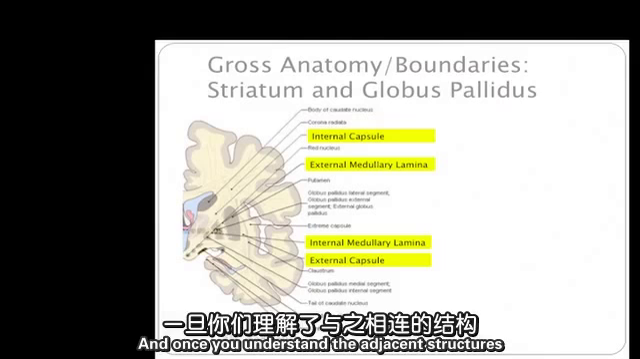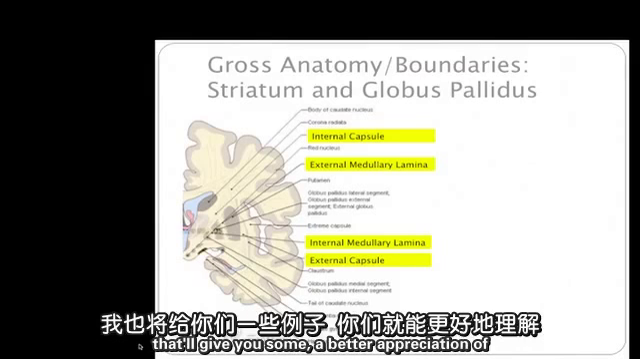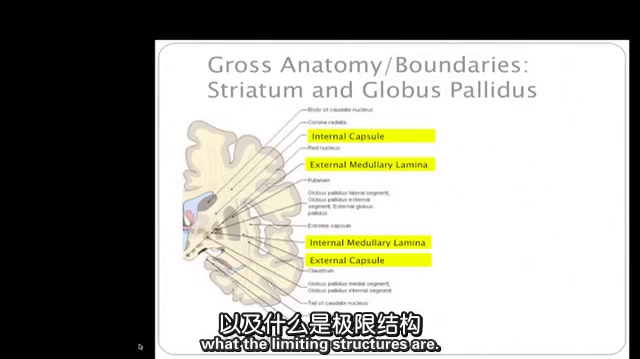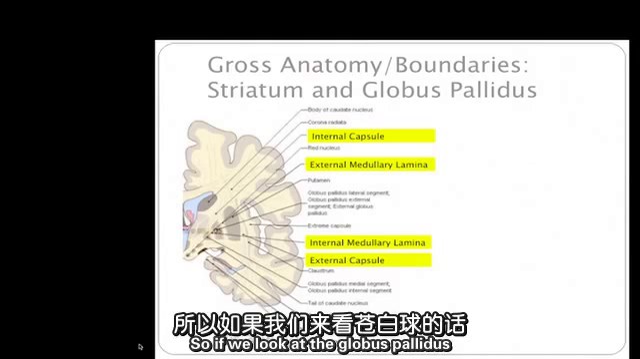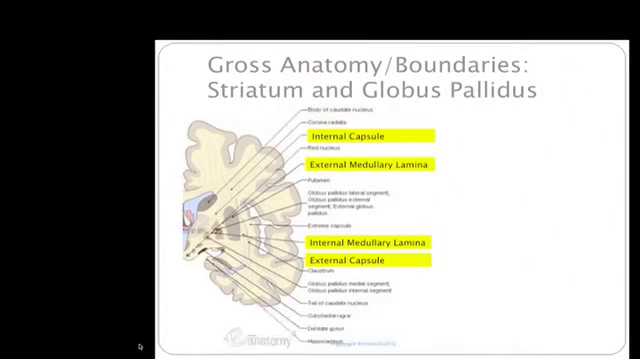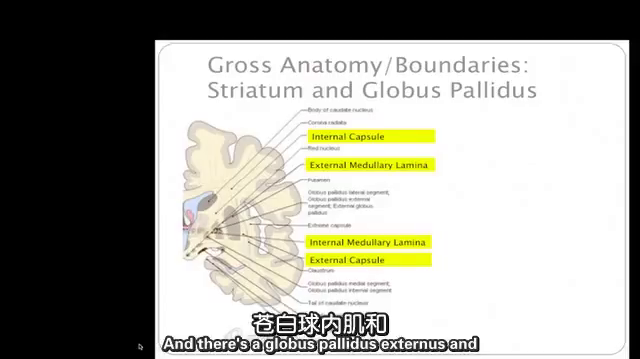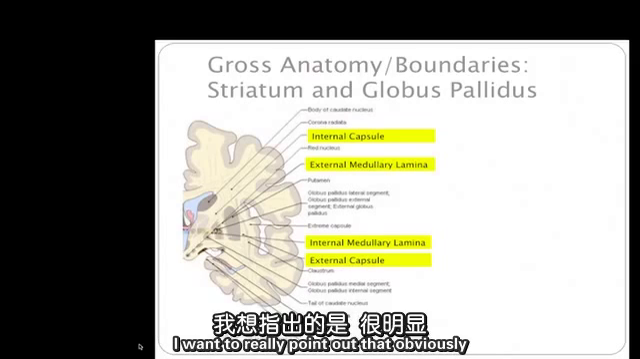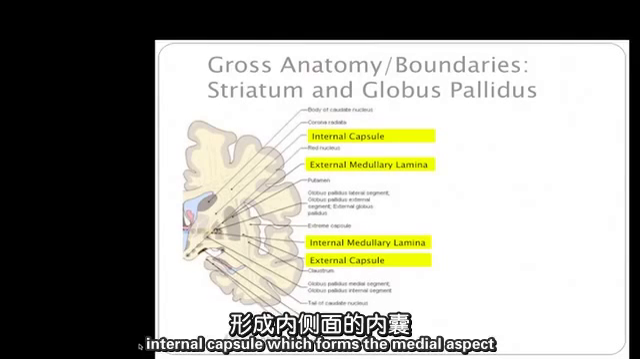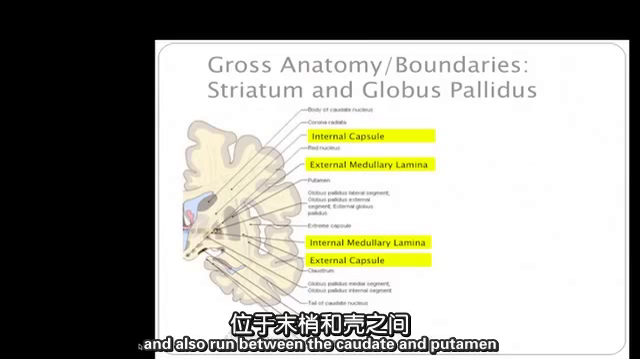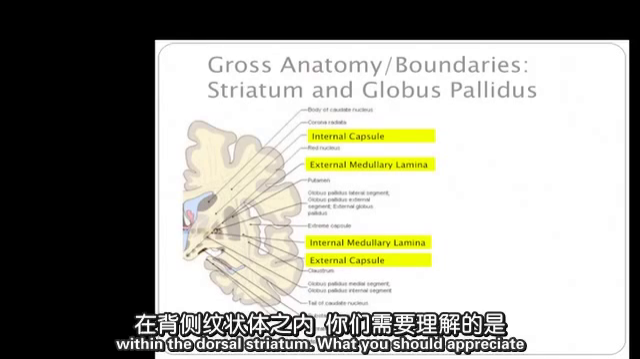And once you understand the adjacent structures, that'll give you a better appreciation of how it connects to other things and what the limiting structures are. So if we look at the globus pallidus, of course it sits just internal to the putamen as part of the lentiform nucleus, and there's a globus pallidus externus and globus pallidus internus. So the first structure I want to really point out is obviously the internal capsule, which forms the medial delineation of the globus pallidus, and also runs between the caudate and putamen within the dorsal striatum.